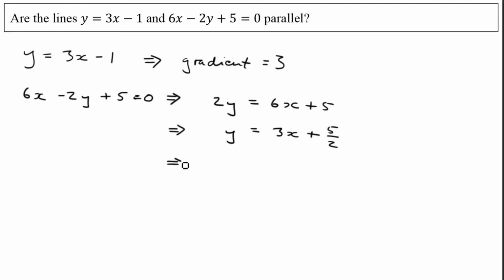But now that we've rewritten it in this y equals mx plus c form, we can see that also for this line it has a gradient of 3. So therefore we can deduce that these two lines are indeed parallel.